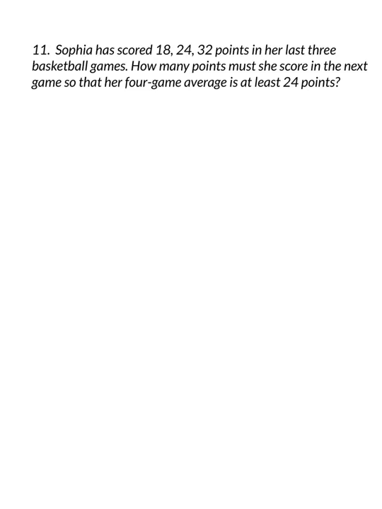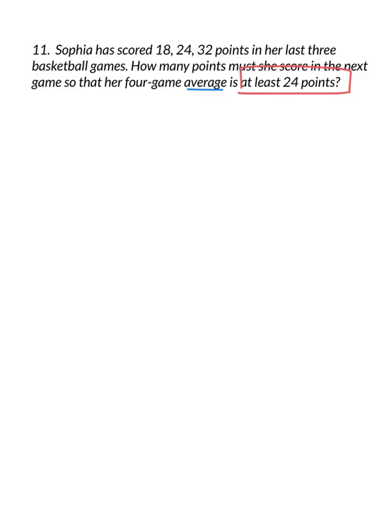Oh, I love these kind of problems too because it's averaging. And we know how to find an average of something. You add up all your pieces and then you divide them by how many there are. There's a trick to this, of course, but we can do this. Okay, Sophia has scored 18, 24, 32 points in her last 3 games. How many points must she score in the next game so that her 4-game average is at least 24 points?